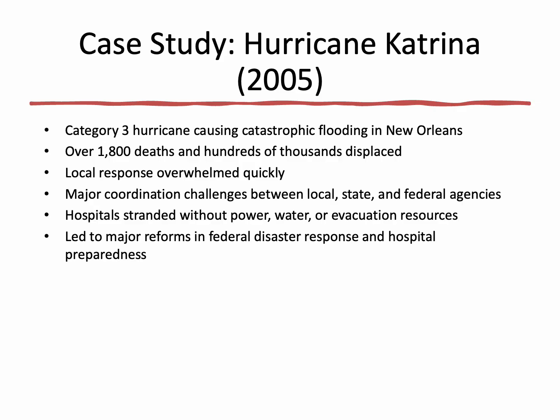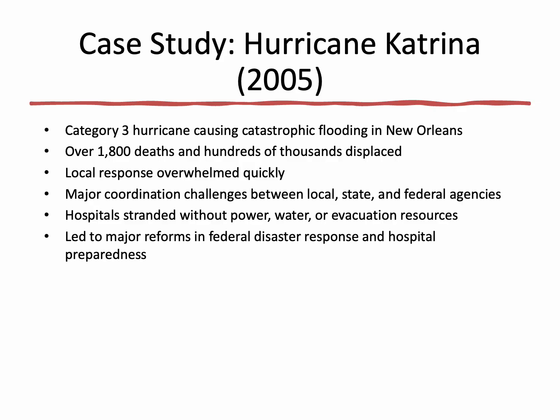When those levees failed, large portions of the city rapidly filled with water. More than 1,800 people died, and hundreds of thousands were displaced. Local emergency services, including police, fire departments, and hospitals, were quickly overwhelmed. One of the major problems was coordination between different levels of government. Local officials, state agencies, and federal agencies were not always communicating effectively. Resource requests were delayed, and rescue operations were not coordinated as efficiently as they could have been.